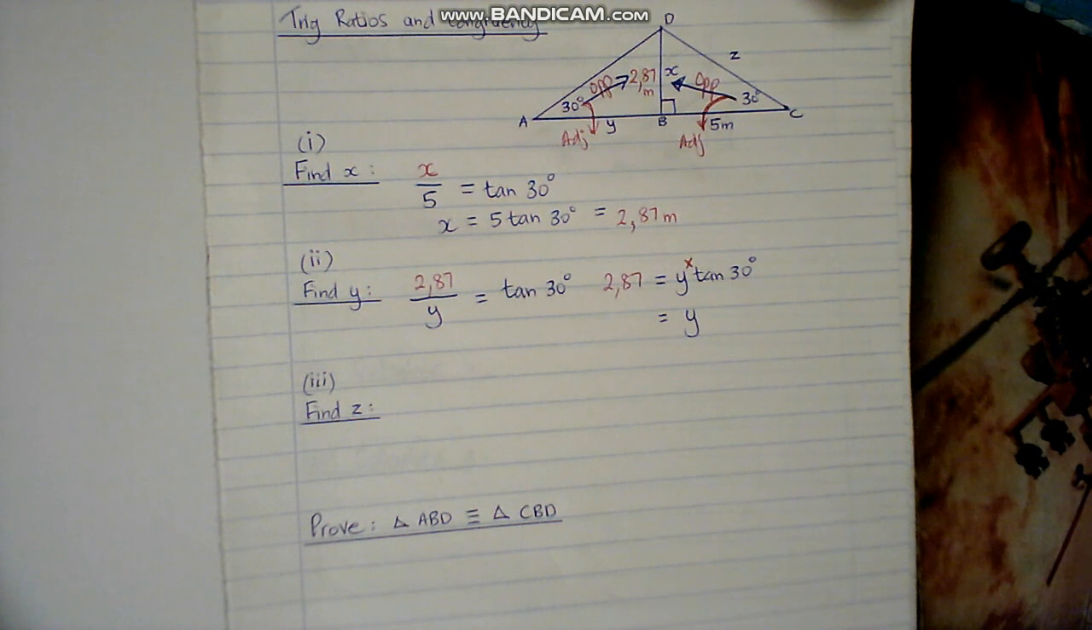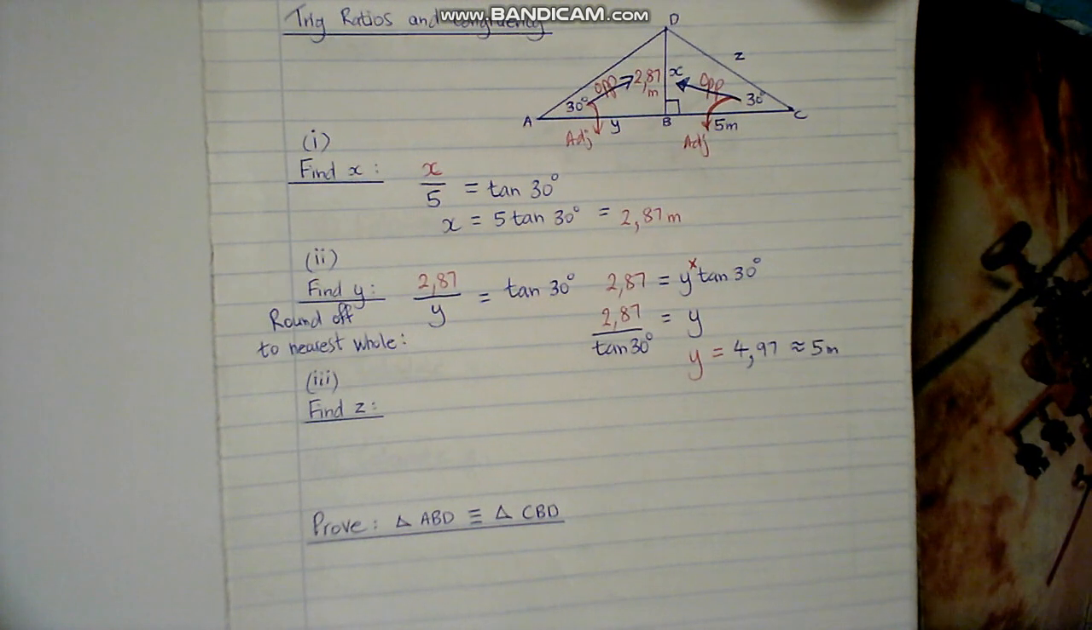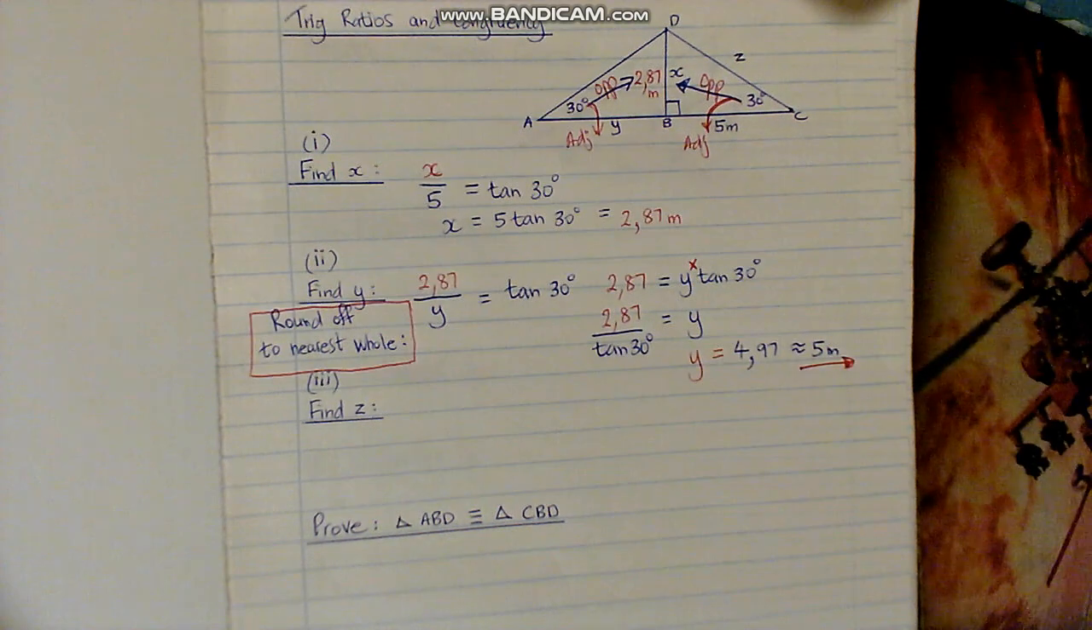Notice that that is a multiplication sign between the y and tan 30. So the opposite of times tan 30 will be divide by tan 30. Make y the subject of the formula. Right, our answer is 4,97. Our answer didn't come out to 5 perfectly because we had rounded off to 2 decimal places in the previous line. So therefore, we're going to round off to the nearest whole number.